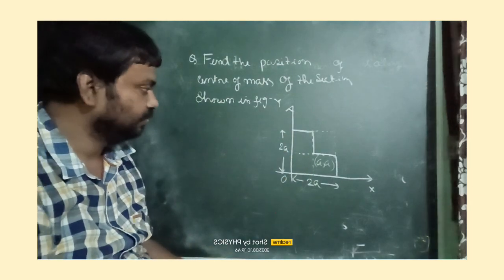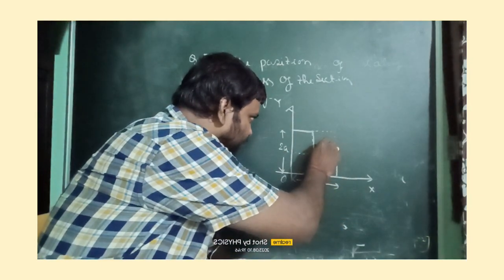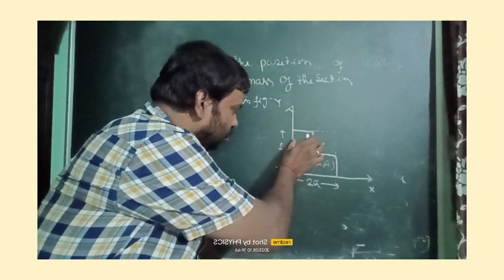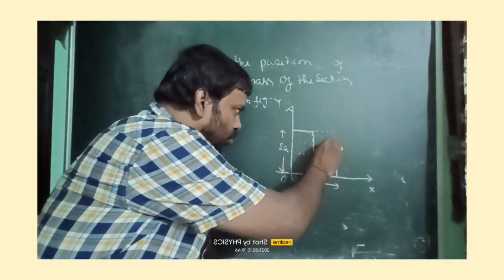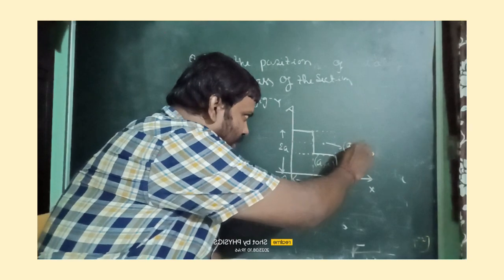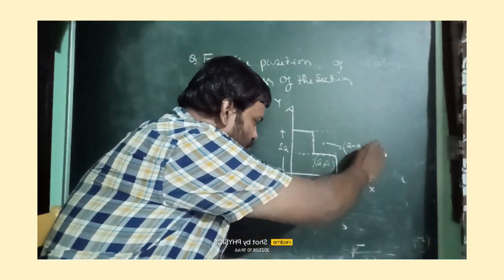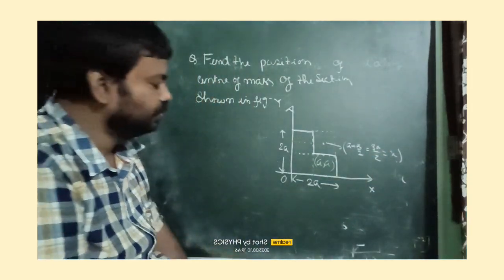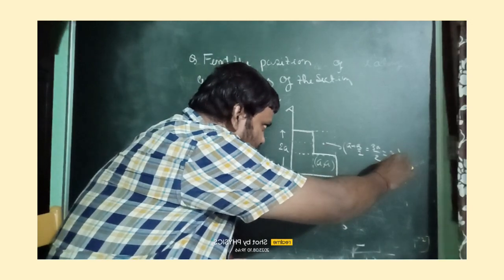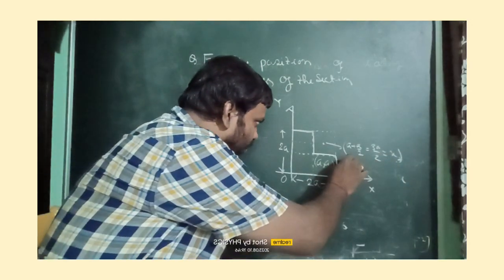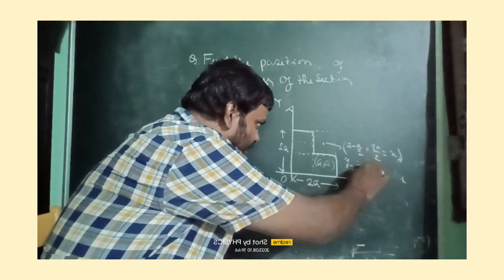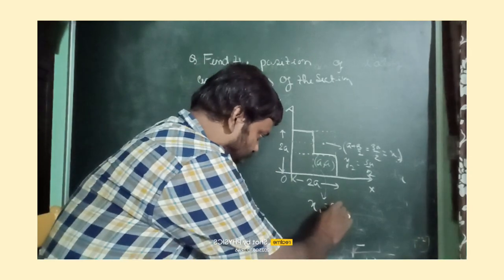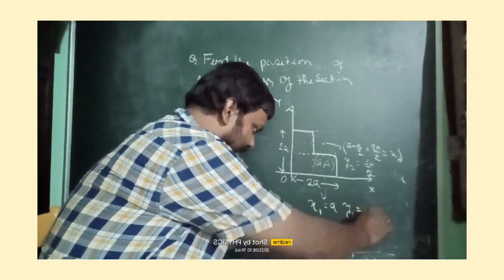Now to find the center of it, this is A, okay, and this is A by 2. So the total is A plus A by 2, that is equal to 3A by 2. That is X. Now let us consider this is X2. For the Y2, it will be the same, 3A by 2. And here, X1 is equal to A and Y1 equals A.